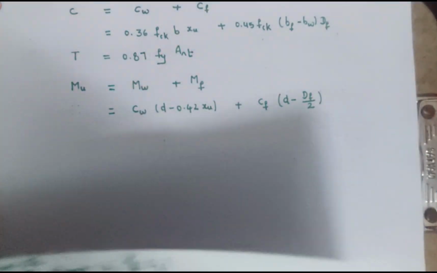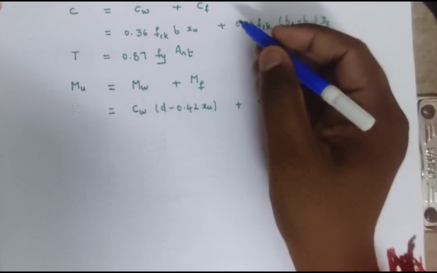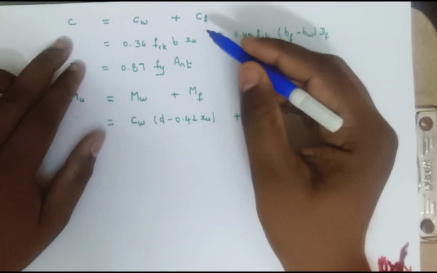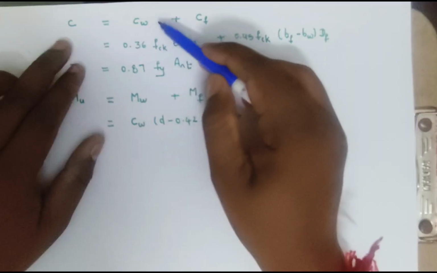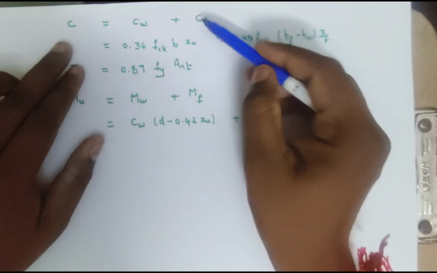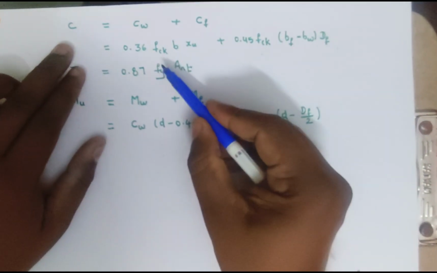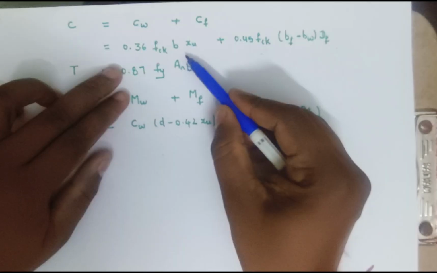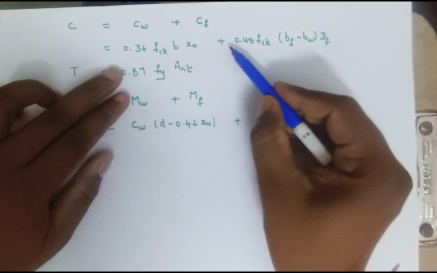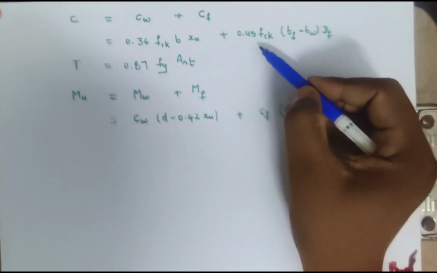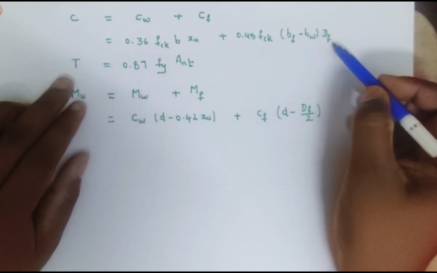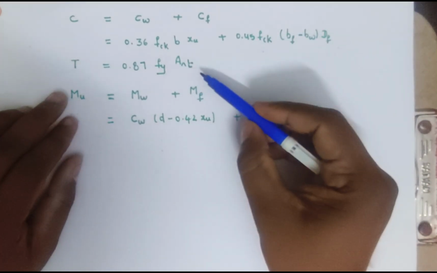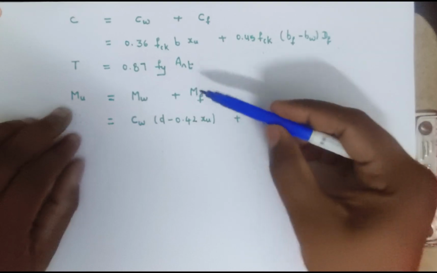Next, coming to the compressive force. Here compressive force means the sum of web compression and flange portion compression. The web portion will be 0.3 fck b into xu, plus the flange portion, which will be 0.45 fck multiplied by (bf minus bw) into the depth of the flange. Tension remains the same: 0.87 fy Ast.